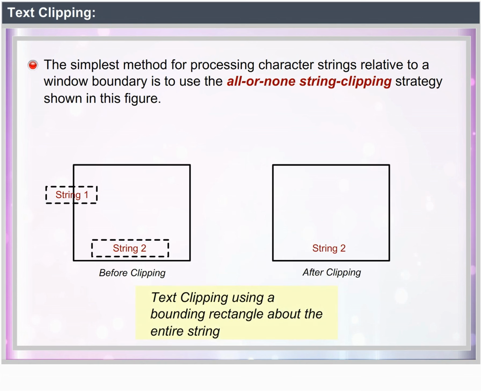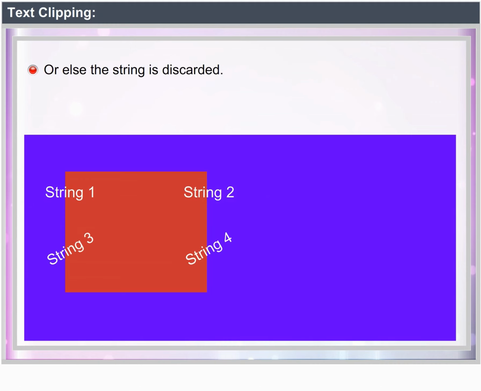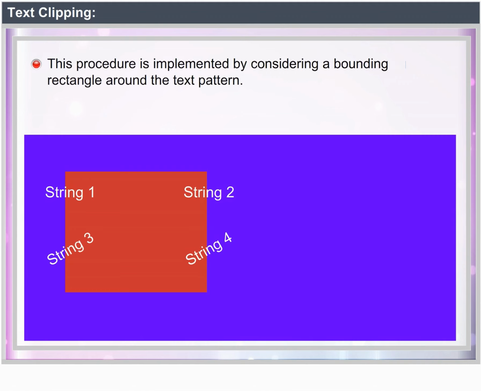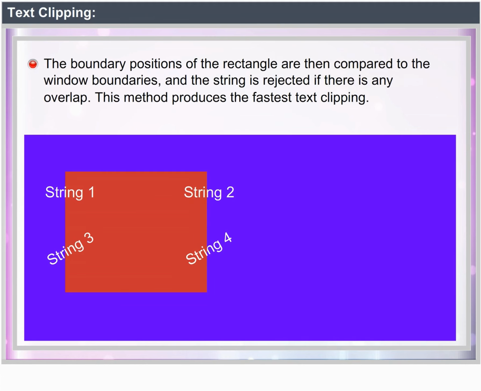Figure shows text clipping using a bounding rectangle about the entire string. If all the string is inside a clip window, we keep it. Otherwise, the string is discarded. This procedure is implemented by considering a boundary rectangle around the text pattern. The boundary positions of the rectangle are then compared to the window boundaries, and the string is rejected if there is any overlap. This method produces the fastest text clipping.